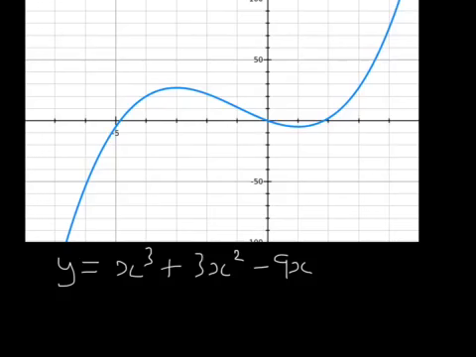Here we've got the graph y equals x cubed plus 3x squared minus 9x. And you can see from here that up to that point there, the graph is increasing. Here the graph is increasing. But here the graph is decreasing. Decreasing means it's got a negative gradient. Increasing means it's got a positive gradient. Let's use algebra to prove this.